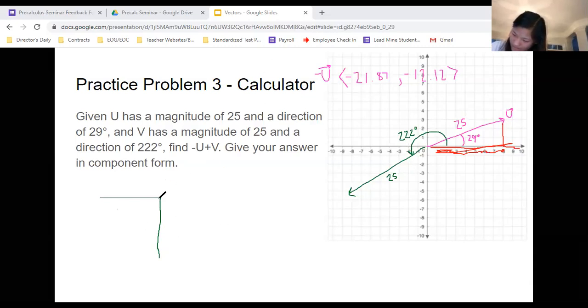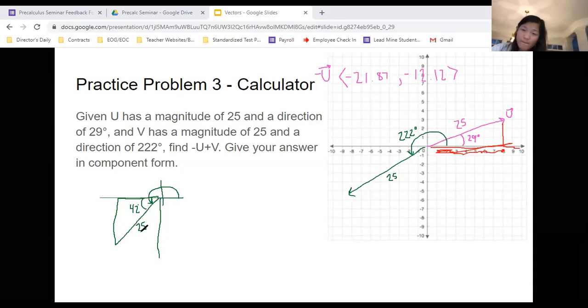So here's my third quadrant. Here's my vector. Go ahead and make that a right triangle there. Now, I know that this angle is 222 degrees. So to find the angle within my triangle, I can do 222, take away 180, and I will find that my angle that I'm going to be working with inside my triangle should be 42. Right, and the magnitude for this is 25, same as the last one.